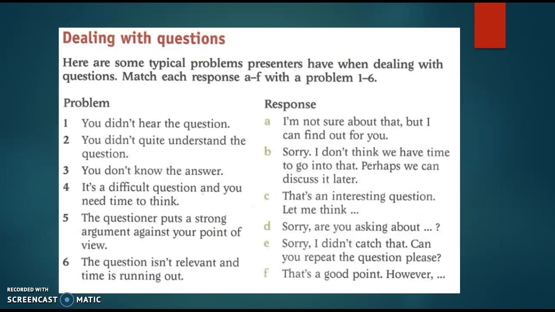If you need to deal with questions, here are some typical problems presenters have when dealing with them. Match each response A to F with a problem 1 to 6. Problem: you didn't hear the question. What would you say? You didn't quite understand the question. You don't know the answer. It's a difficult question and you need time to think. The questioner puts a strong argument against your point of view. The question isn't relevant and time is running out.